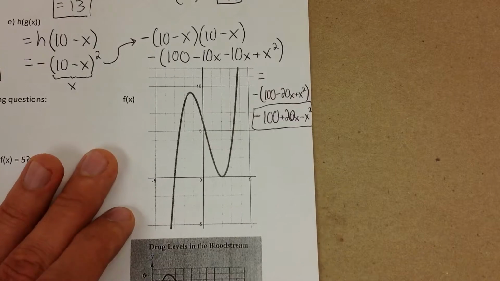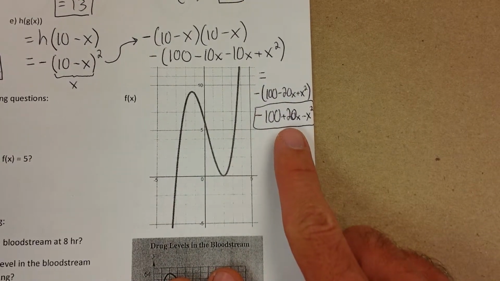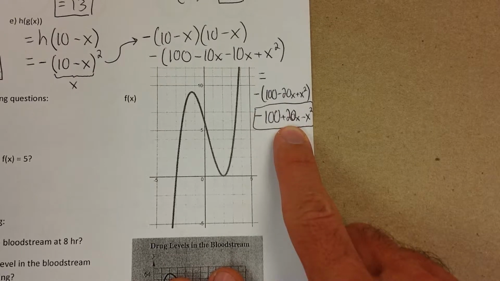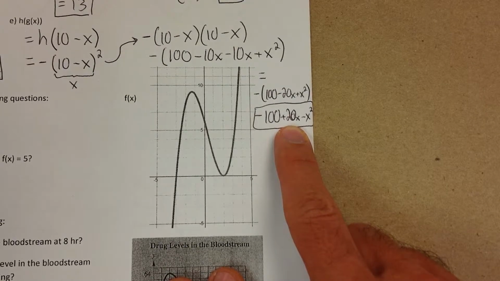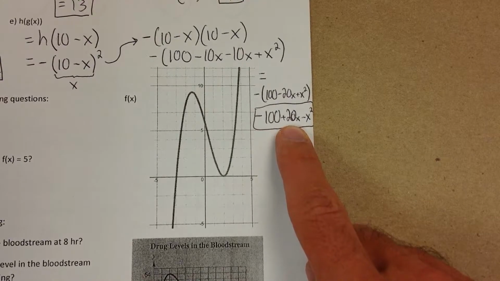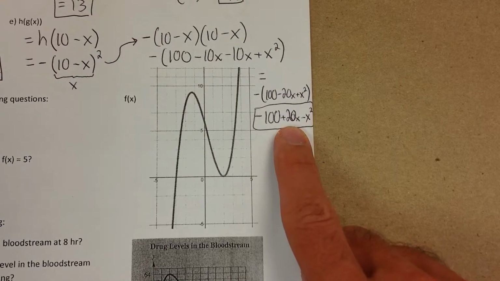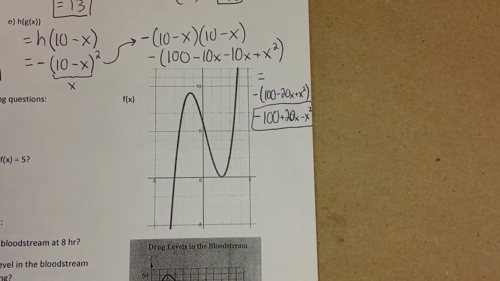Good. You did it. So you just might need to practice that some more so you can do it on your own. Negative 100 plus 20x minus x squared, you could also write it in a different order. Any questions on letter E? If there's something that you can't see on the TV, just let me know because I can put books underneath to make it larger.